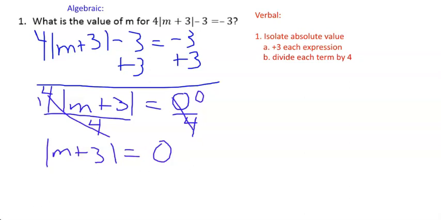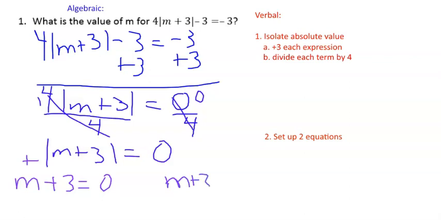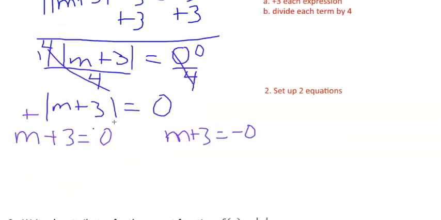Now that our absolute value is isolated, we will write our two equations, our positive part and our negative part. So for our positive part, we have m plus 3 equals 0. And then for our negative part, we have m plus 3 equals negative 0. As you can see, these are actually both the same equation, so we're only going to get one solution here.